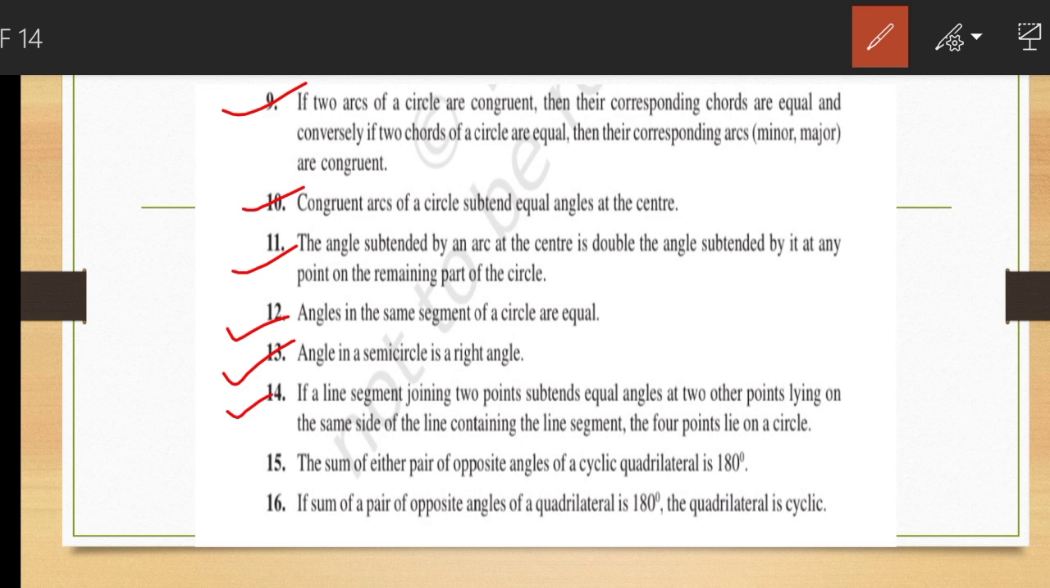If a line segment joining two points subtends equal angles at two other points lying on the same side of the line containing the line segment, the 4 points lie on a circle, that is, they are concyclic. The sum of either pair of opposite angles of a cyclic quadrilateral is 180 degrees. If the sum of a pair of opposite angles in a quadrilateral is 180 degrees, then the quadrilateral is cyclic. So in this slide, whatever we have gone through are the theorems and a few important points to remember.